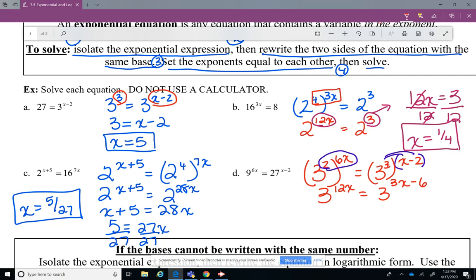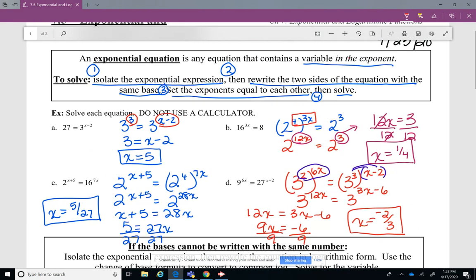Okay, now we're to step 3 where it says set the exponents equal to each other. So we're going to do 12x equals 3x minus 6. We're setting these two equal to each other. All right, so now you're going to combine like terms. We're going to subtract 3x, and we're going to get 9x equals negative 6. And then we're going to divide both sides by 9, and we're going to get x equals negative 6/9. But let's go ahead and reduce it, and let's do negative 2/3.